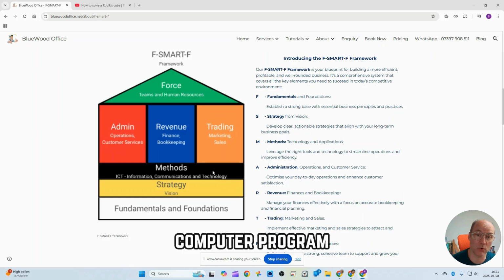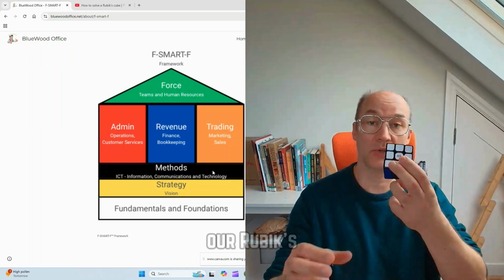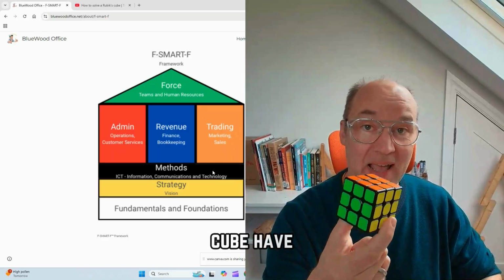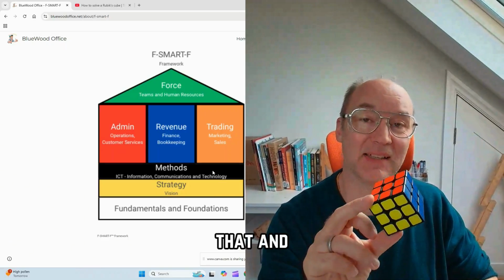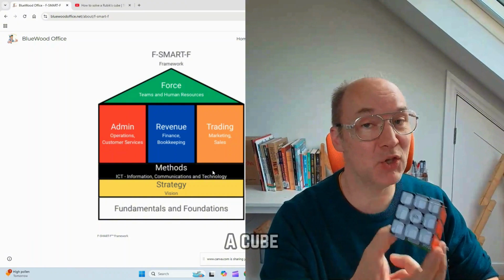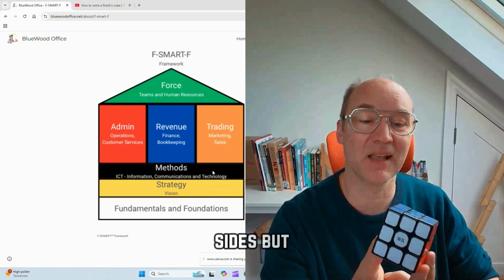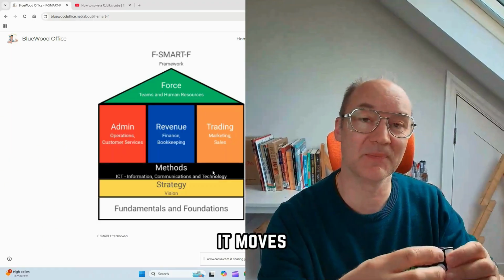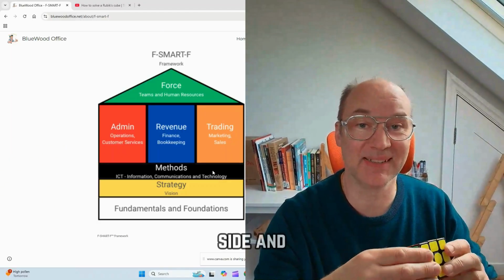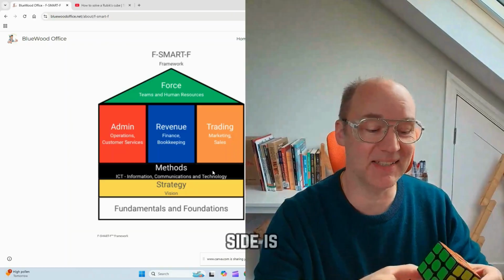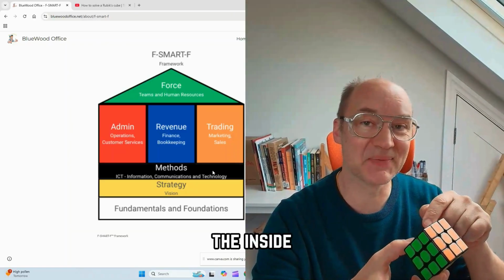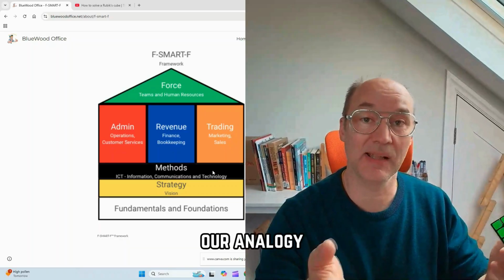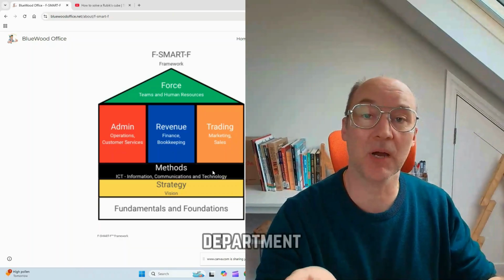So if we go back to our Rubik's Cube, how many sides does a Rubik's Cube have? A lot of people look at that and they'll tell you 6. A cube has 6 sides, but this is a Rubik's Cube puzzle. It moves. There is a 7th side, and that 7th side is the inside. And that inside, in our analogy, could be your ICT department.